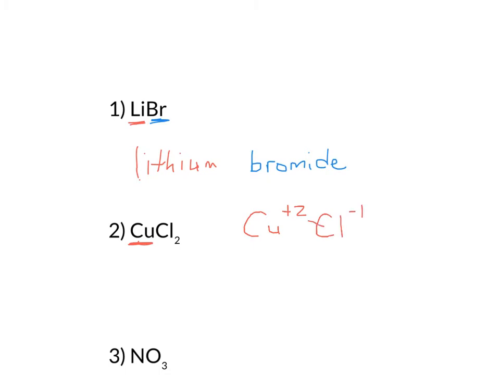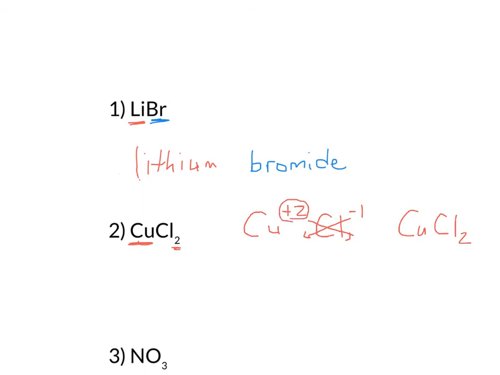Again, watch that video if you need more on that. But what happened was that this 2 right here actually came from the fact that copper was a +2 charge. So when we wrote that formula, that's where that 2 came from, the charge on copper.